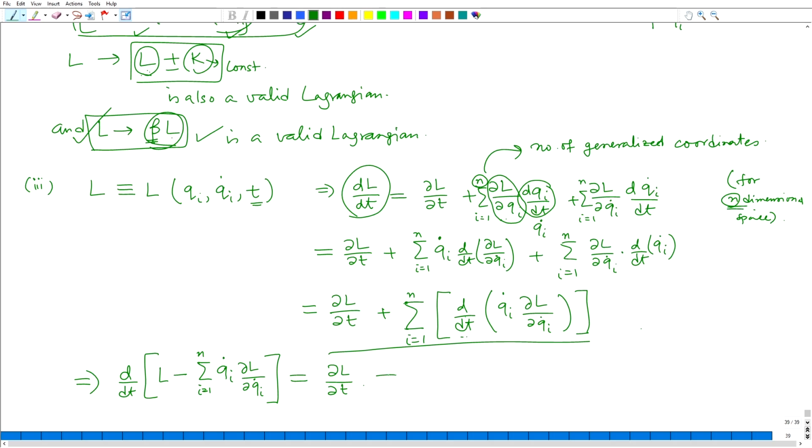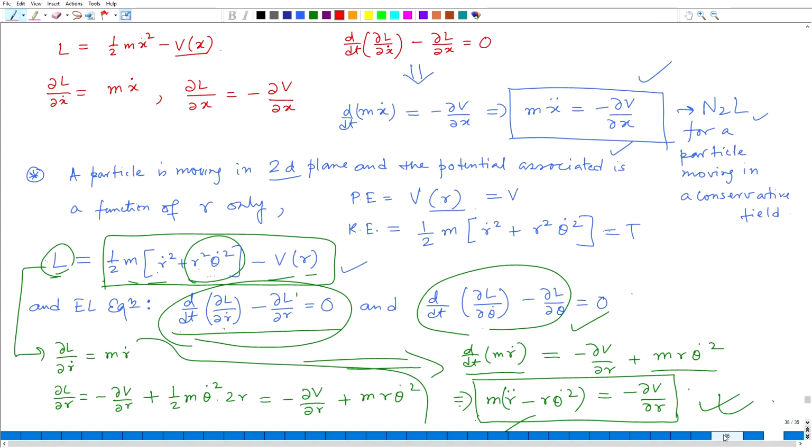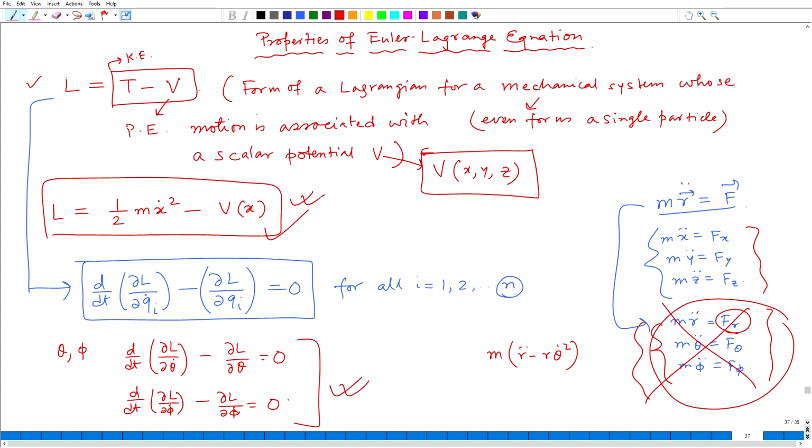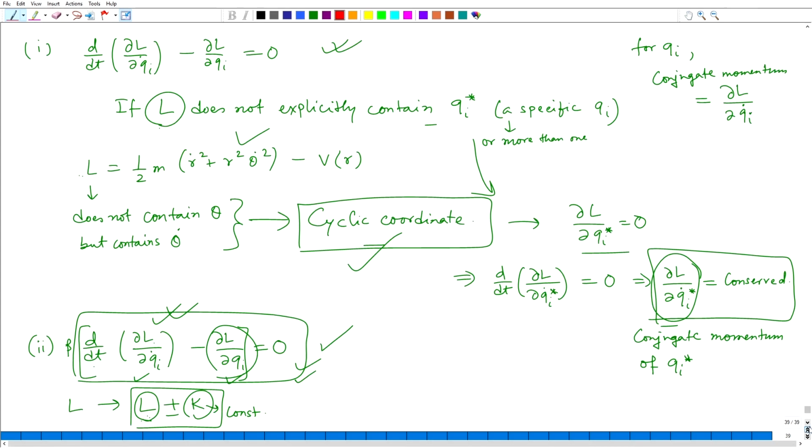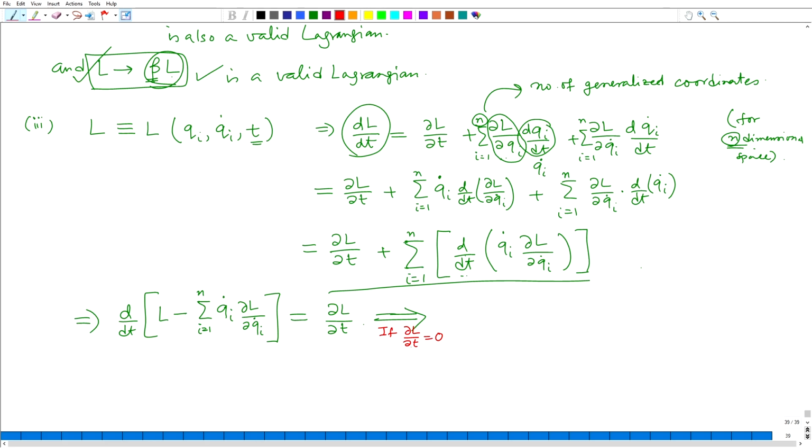This is a fantastic result because if ∂L/∂t is 0, that means if the Lagrangian does not explicitly depend on time, just exactly the Lagrangians you have seen over here or here, they are not depending on time, then ∂L/∂t is 0 and d/dt of this will also be equal to 0, and that means L minus summation over i from 1 to n qi dot ∂L/∂qi dot will be a constant.